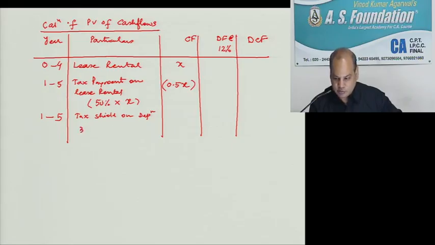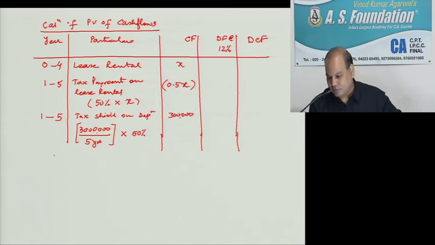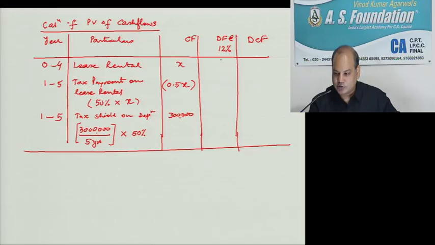What is the cost of the asset? 30 lakh. Is there any scrap value? No. Life 5 years. This will give you depreciation per annum. Depreciation into tax rate is the tax shield. 3 lakh. Positive or negative? Positive. So first you write down the factors, 0 to 4. On your calculator, 1-4 you compute plus 1.